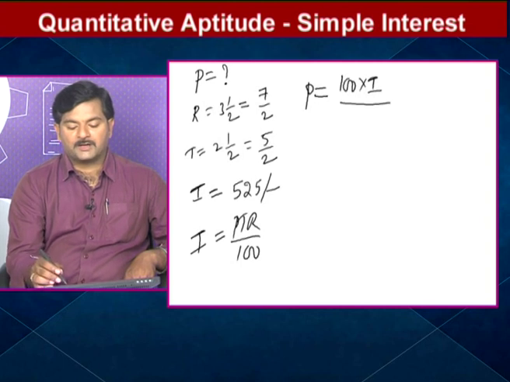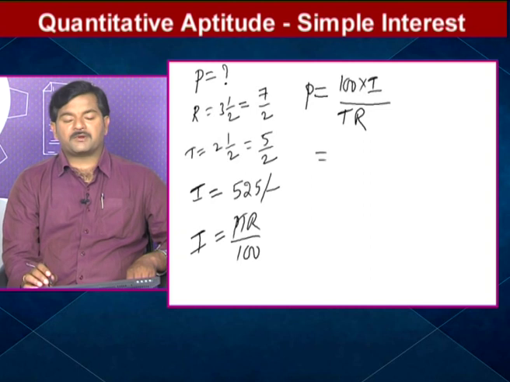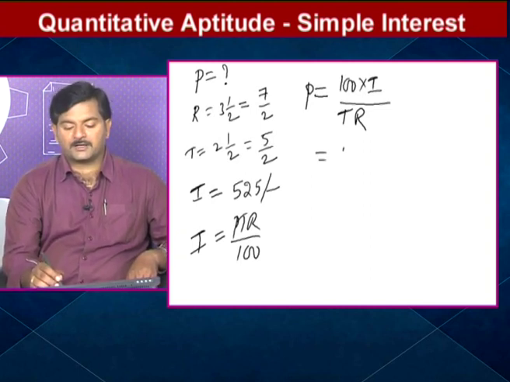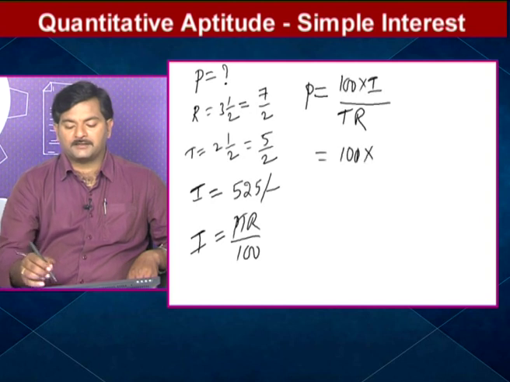P is equal to 100 into I by TR. However, you will get the same answer, no issue. Now we will substitute the corresponding values. So P is 100.